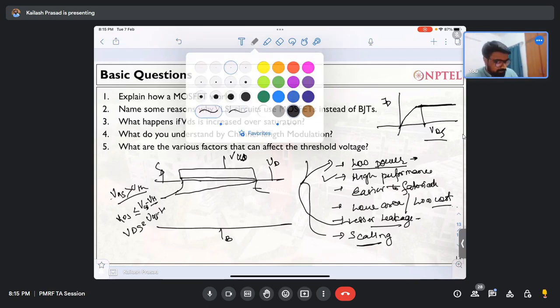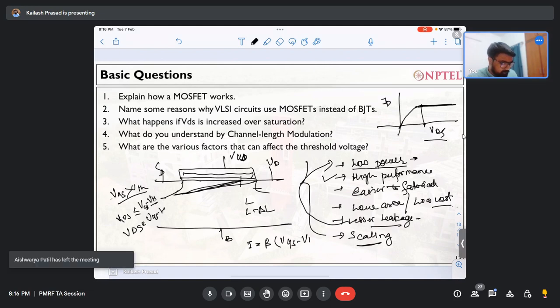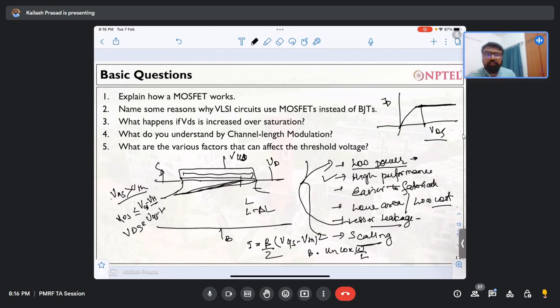If you keep on increasing your VDS, the tapering now starts moving leftward, and because of that, the effective channel length, which was the full L in the earlier case, now becomes L minus delta. Now you understand, right? The current equation in the saturation region is beta by 2 times VGS minus VT whole square, where beta is mu n Cox W by L. If L reduces, beta will increase. If beta increases, then the current will increase.